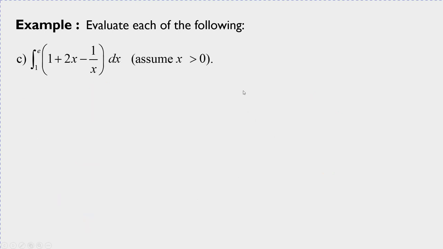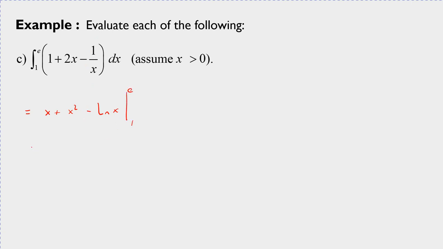Let's try this one here. So we'll evaluate each of the following here now. We did A, B, now let's do this one. So you just have to go through and integrate. When you integrate a constant, you just get 1 times x, which is just x. Here you're going to get 2 over 2, which cancels with this, so plus x squared. And what is the integral of 1 over x? Well, that's the natural log of x. And I'm going from 1 to e.